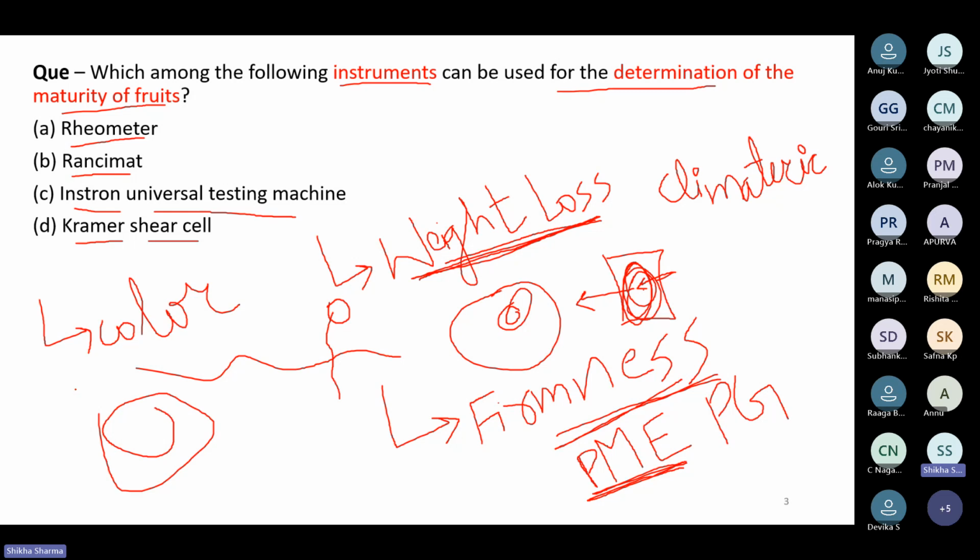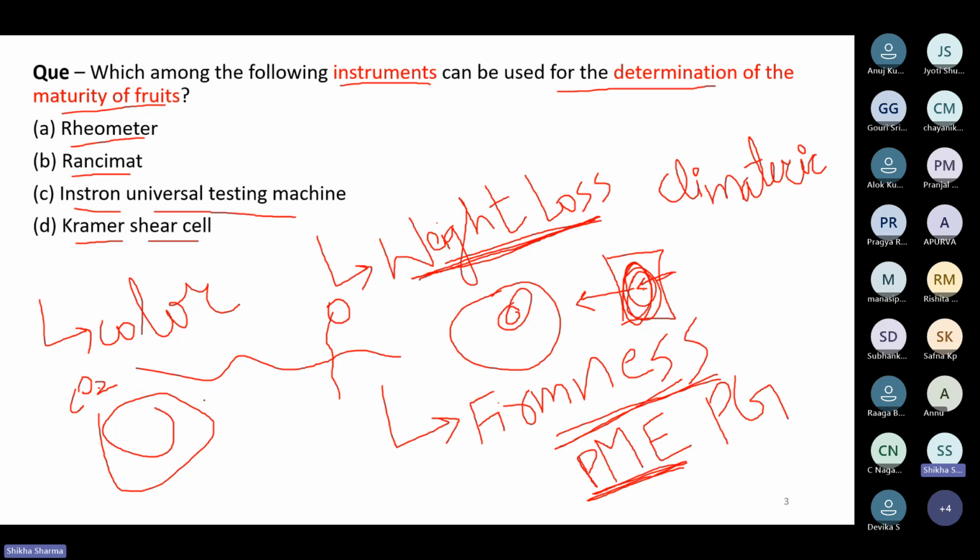The CO2 production will be there from the fruit. So we can measure the CO2: if the CO2 production increases in the air, that means the fruit is undergoing the ripening process. Another is ethylene production. If the fruit is undergoing the ripening process, then there is more ethylene production.